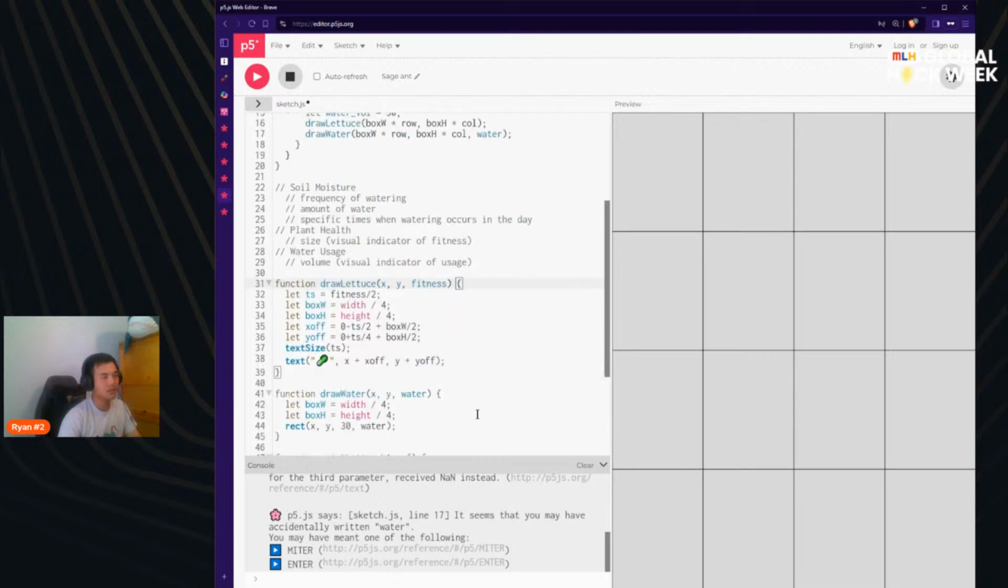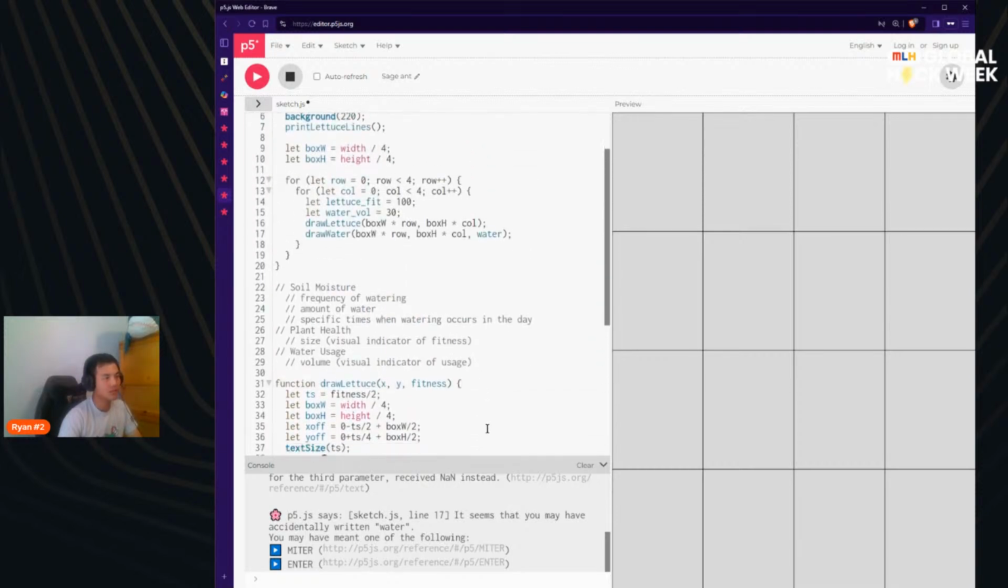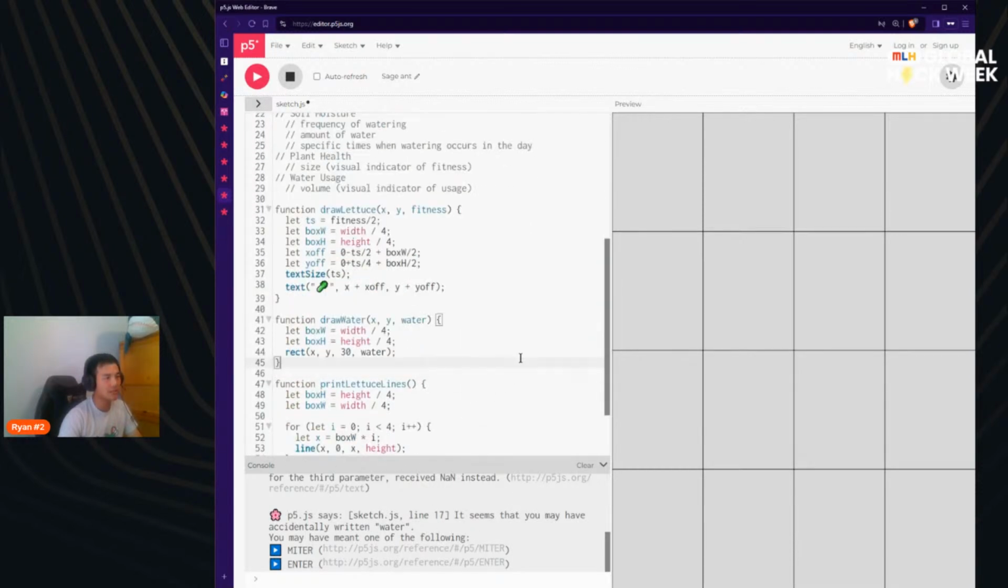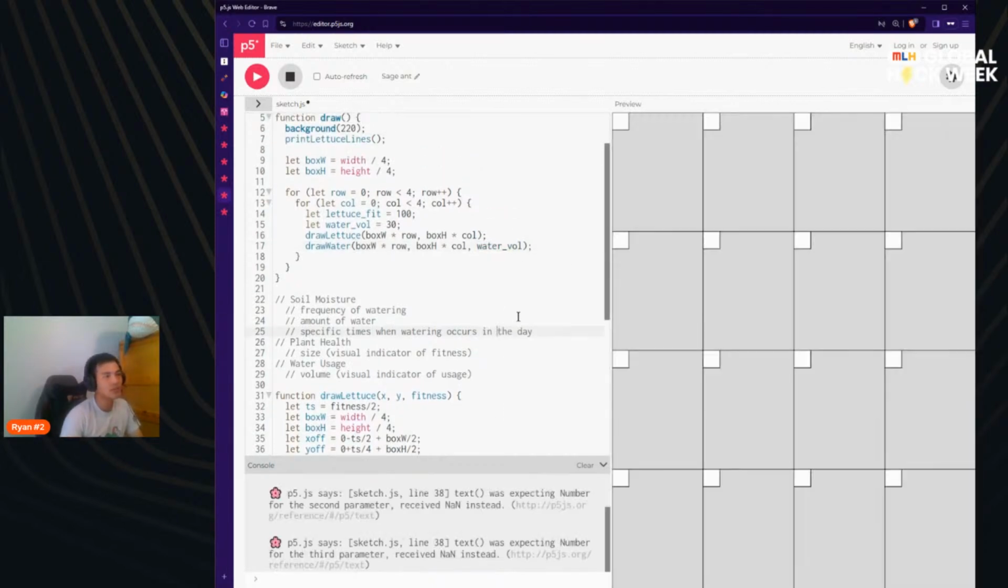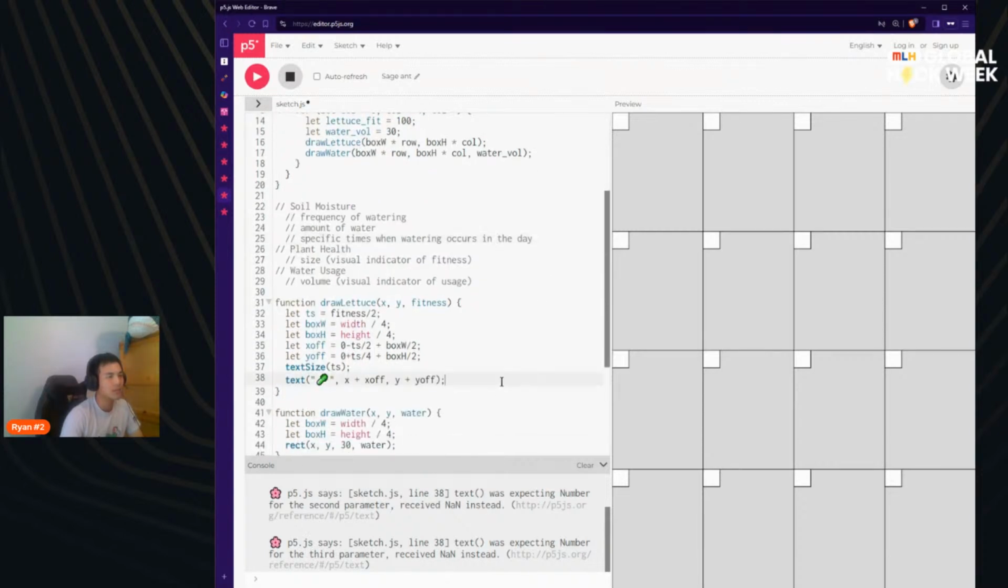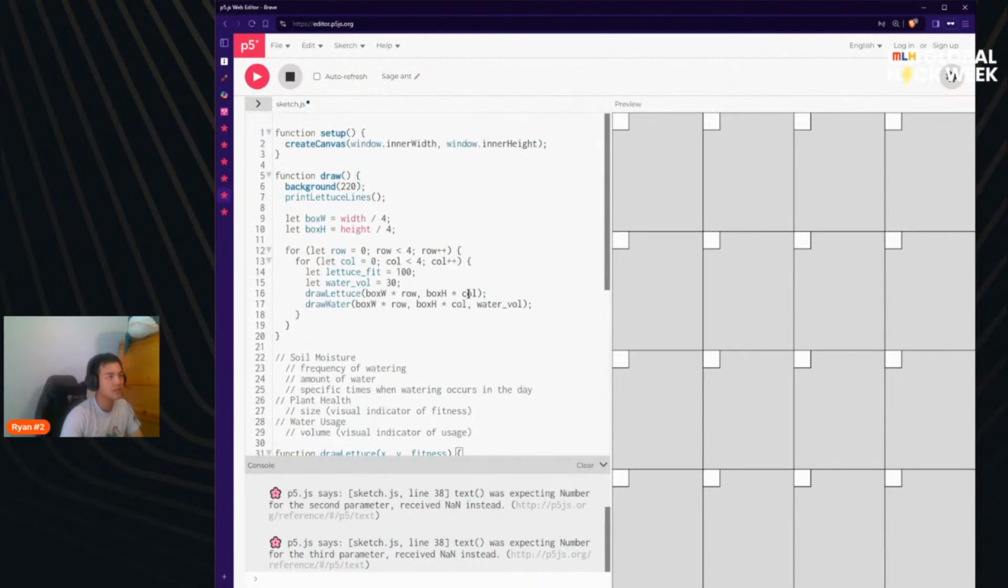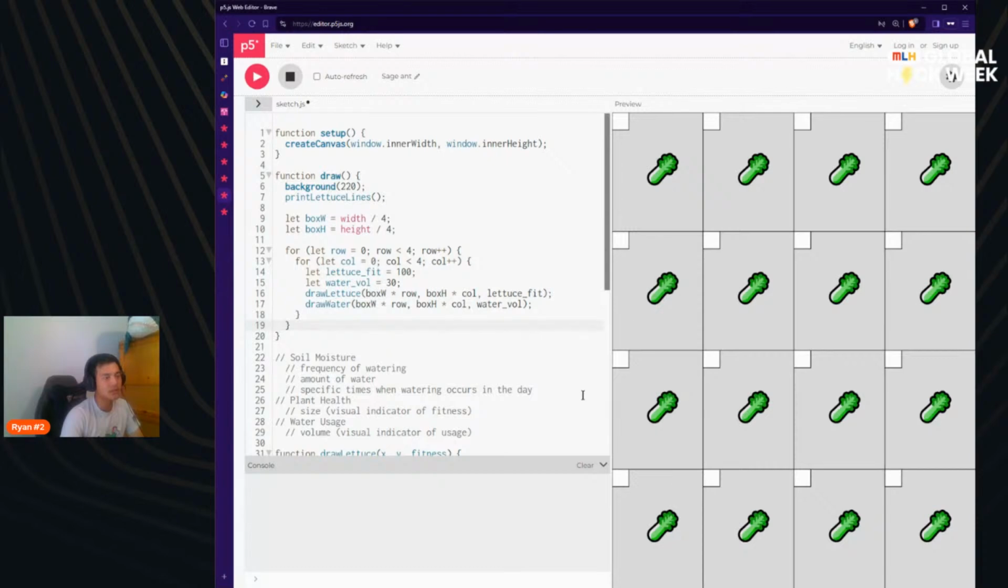So if we run this again, it broke again. What's it saying? You may have accidentally written water. Ah. Draw water. We did. Water volume. Now we got some other problem. We received a NaN. It's because we didn't actually fill in something here. That is fitness. Okay, so now we've got something to indicate the amount of water and whatnot.